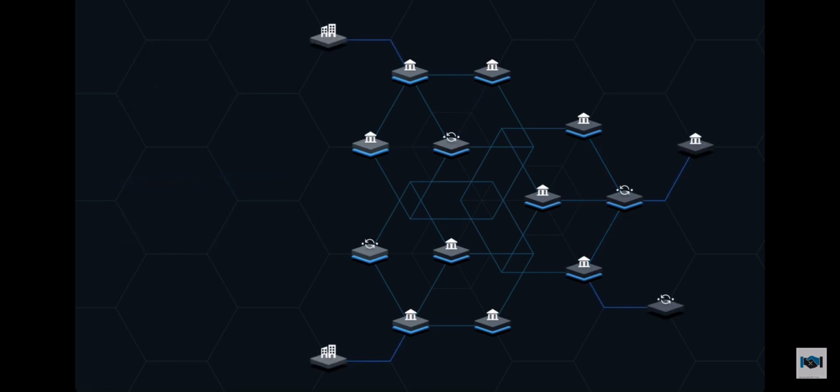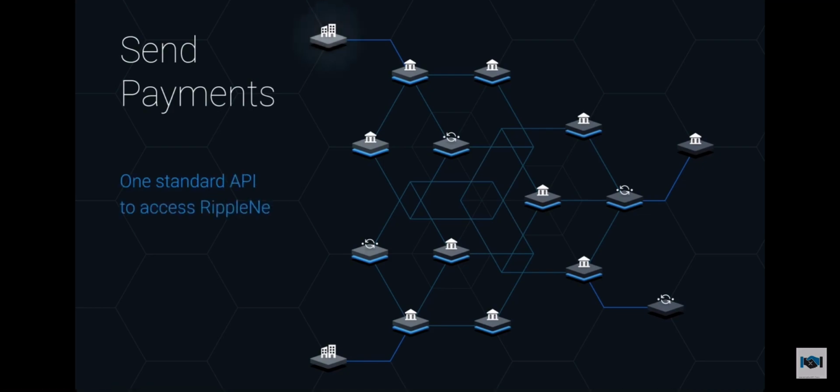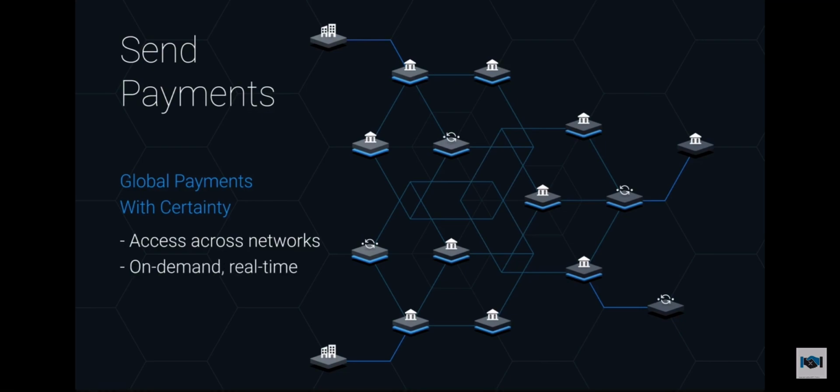For network users, again, these are corporates, SMEs, small banks, and other payment providers, RippleNet provides a standardized API-based interface to originate payments through their banking partner. They can access across networks globally. They can send payments on demand in real time. They can attach rich data, like invoices, to any payment. And they can gain complete visibility into payment status and delivery timing.